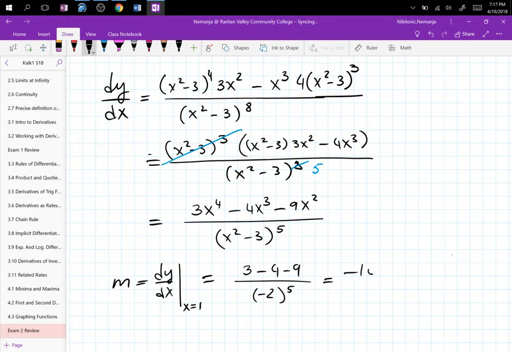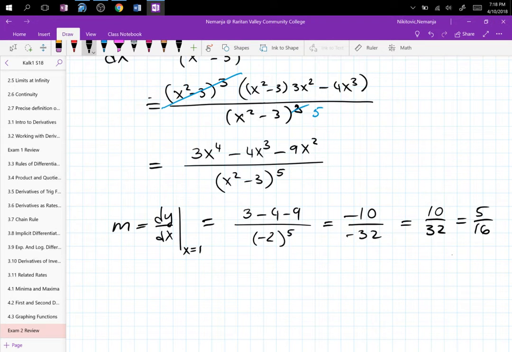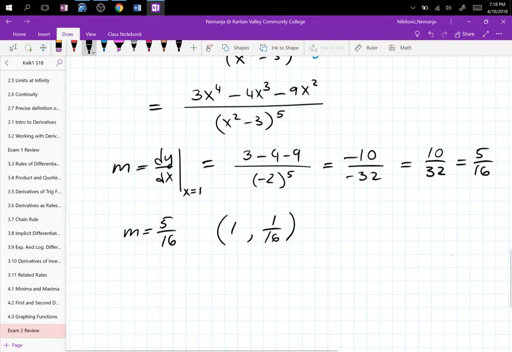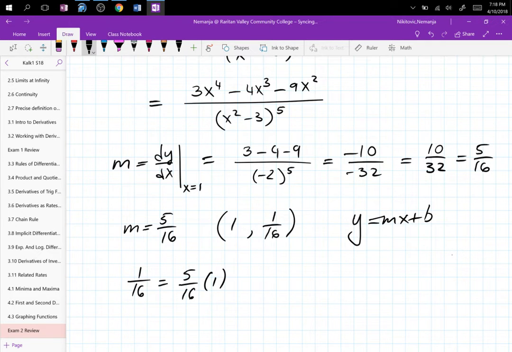This is negative 10 divided by negative 32. So 10 over 32, which is 5 over 16. So the slope m is 5 over 16, and I have a point 1, 1 over 16. So to find the tangent line, we use y equals mx plus b. We plug in everything we have. So 1 over 16 is equal to, slope is 5 over 16 times 1 plus b.